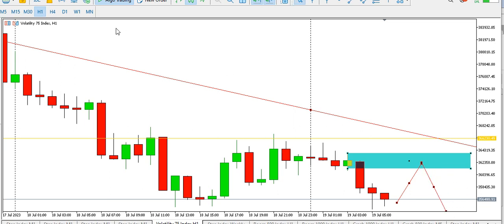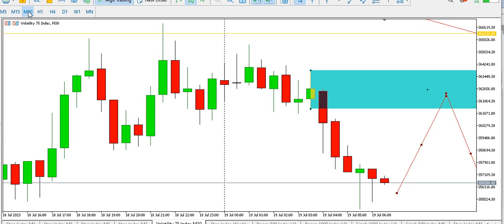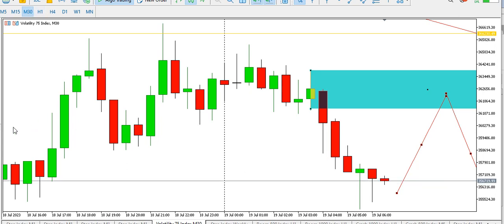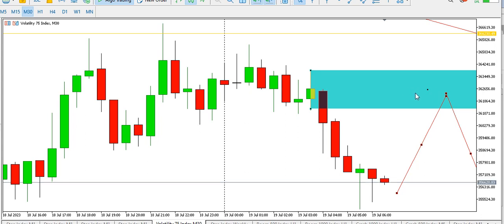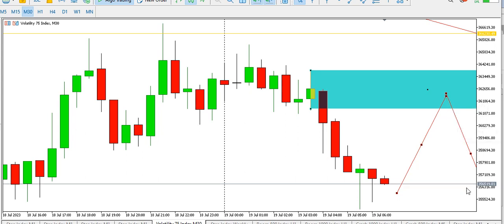All right, on the 30-minute time frame for V75, what do we have? We can see that price is also ranging. We have these two shadows, which show that the buyers are trying to step in, and we might see a push to the 362656 level before price drops.